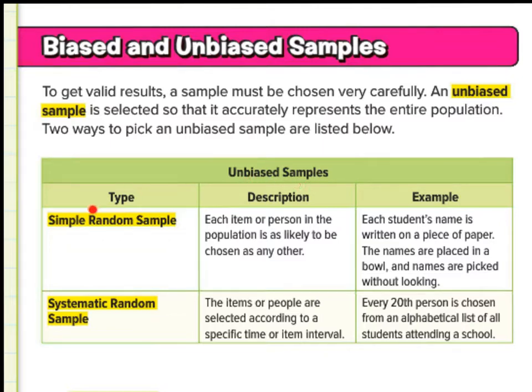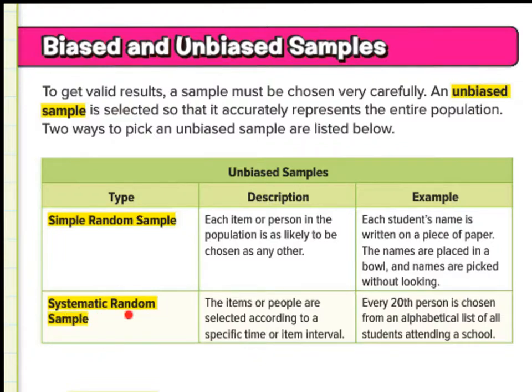So unbiased samples. Type: simple random sample. Description: each item or person in the population is as likely to be chosen as any other. So equal outcomes. An example would be each student's name is written on a piece of paper. The names are placed in a bowl and names are picked without looking. This would be completely random, right? So this is a simple random sample.